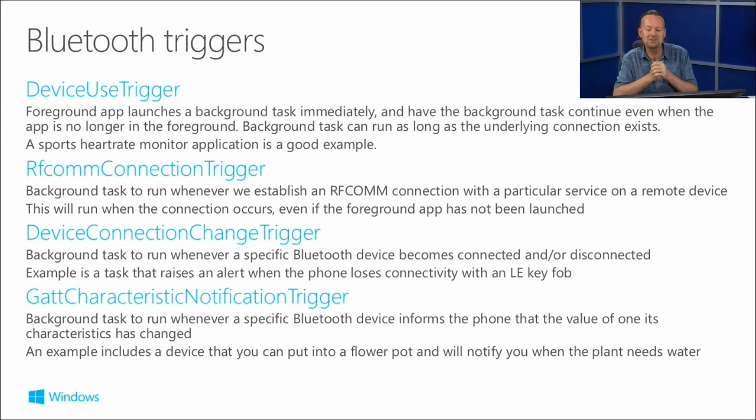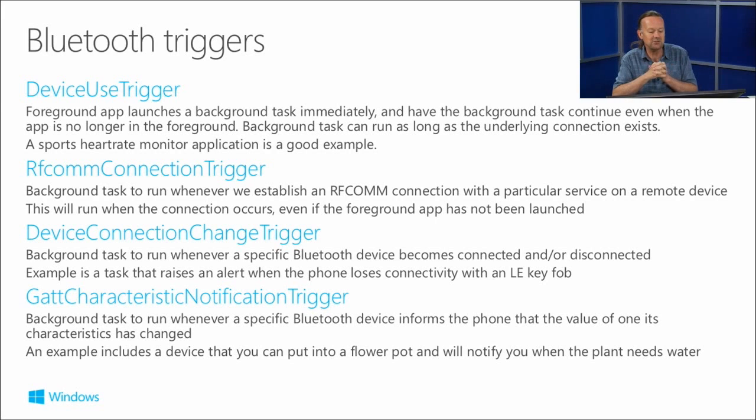RFCOMM connection trigger is kind of similar. Again, this is for an RFCOMM device, and the foreground app establishes the connection, and then even after the foreground app has suspended, the background task, which has been on an RFCOMM connection trigger, will carry on maintaining that connection with that RFCOMM device. The other 2 are more traditional triggers, if you like. A device connection change. This is the one you'll use more often than not, when a Bluetooth device becomes connected or disconnected. And this will fire up a background task, and this is the one which will raise an alert when you've left your keys behind or something like that.